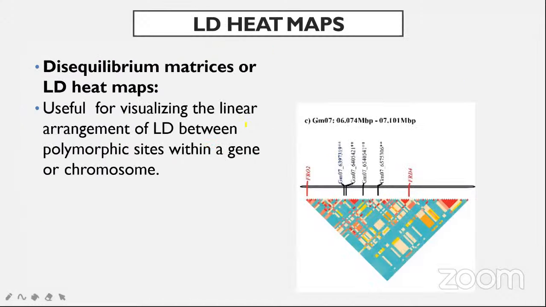The other visual representation of LD that helps identify candidate genes is called LD heat maps. Basically, these are also called disequilibrium matrices. As I said, we calculate LD as an R² value, which is the squared correlation value, and we'll use that value to find the linear relation between different markers. Here as an example, I found a QTL region on chromosome 7 from 6 to 7 megabase pairs, and these are all the markers present.